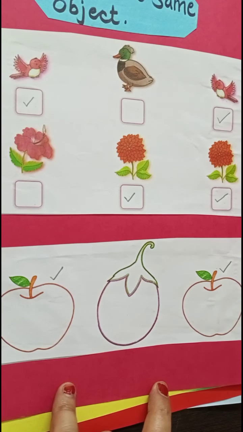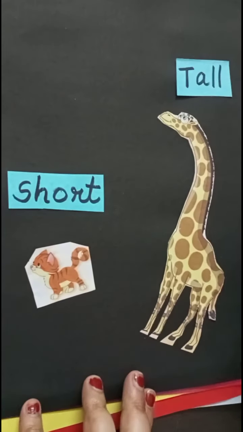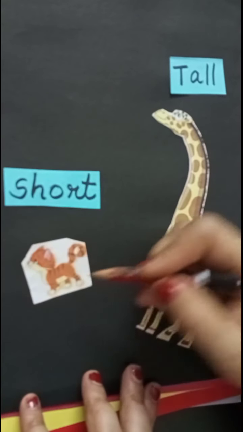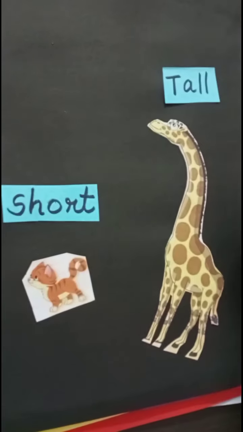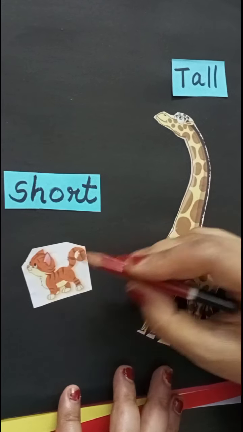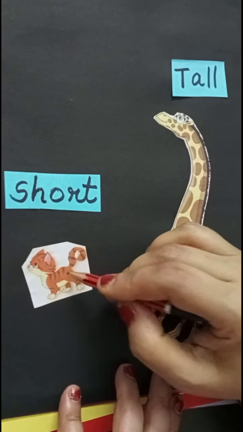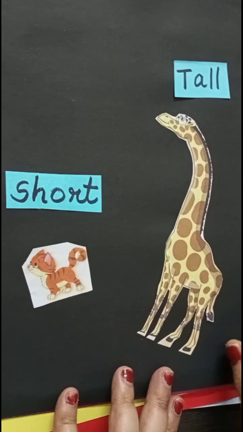Next comes tall, short. Again, one more tall, short is there. Giraffe and cat. Which is a tall one and which is a short one? Giraffe is tall, but cat is short. Tall, short. Okay? Good.